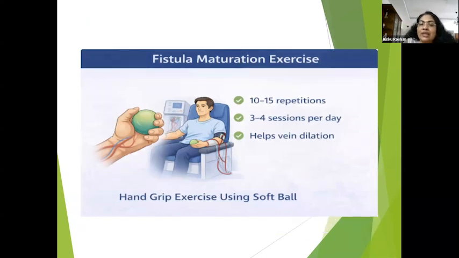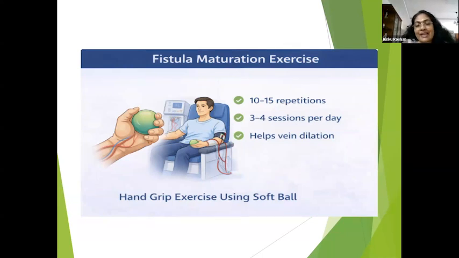Now comes the fistula maturation exercises. This is what we are going to give them as 10 to 15 minutes of repetition. These are the smiley balls available in the market: hand grip exercises using the soft ball. We are not supposed to use any hard things on the fistula hand. All the exercises we mentioned are not on the fistula hand only; this soft ball exercise is.